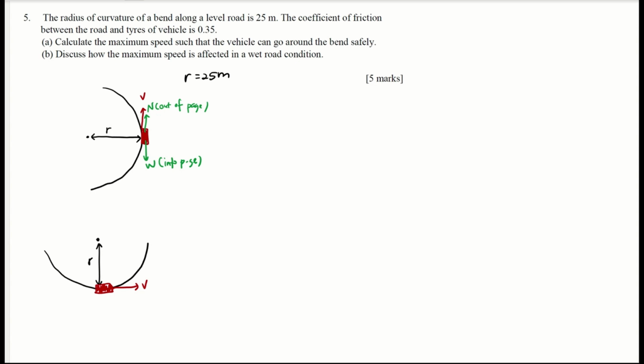So the direction of weight must be downward, which is into the page. This one, the normal force should be upward, out of the page. If you look from the top, it means it comes out of our screen.